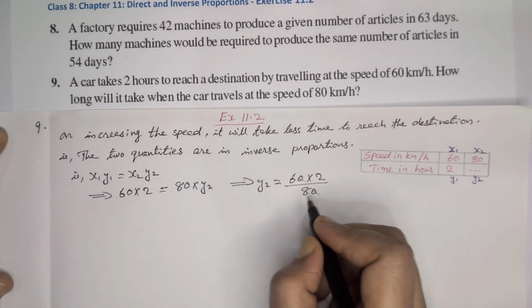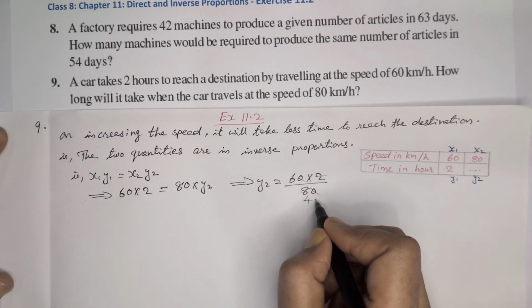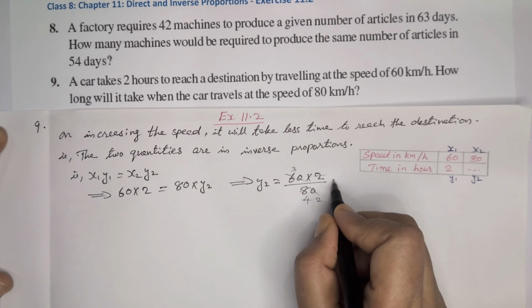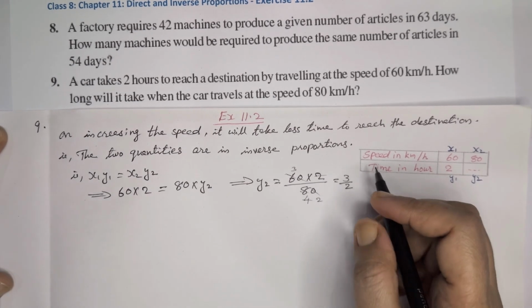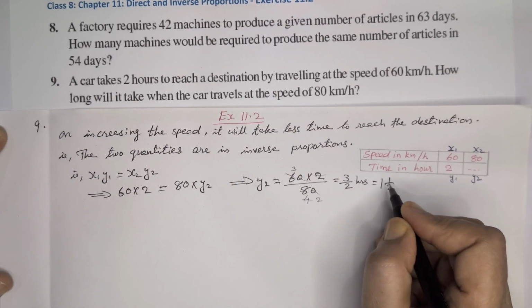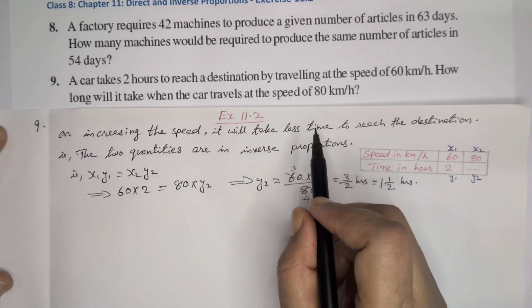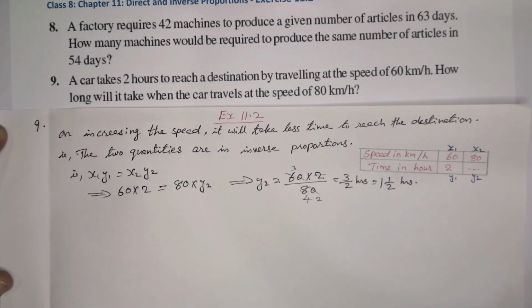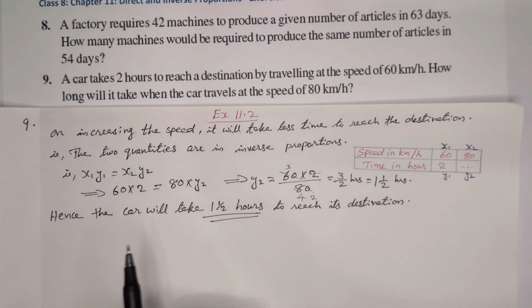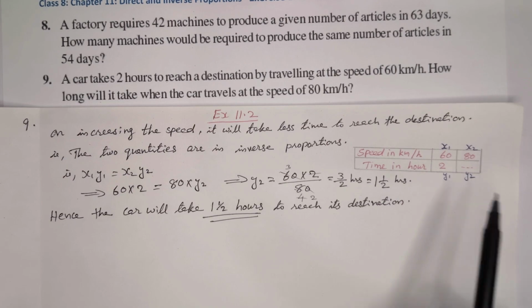Can divide by 2, it will come 4, again by 2, 3. That means 3 by 2 hours, which means 1 and 1 by 2. Convert to mixed fraction. So 1 and 1 by 2 hours. So we can write the car will take 1.5 hours to reach the destination if the speed is 80 km per hour. Hence the car will take 1.5 hours to reach its destination when the speed is 80 km per hour.